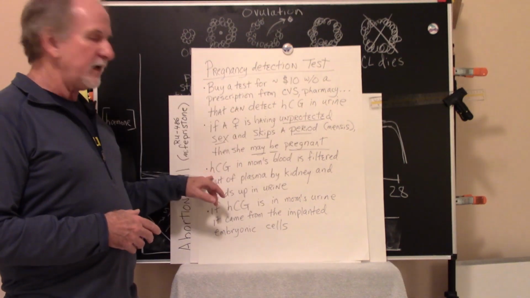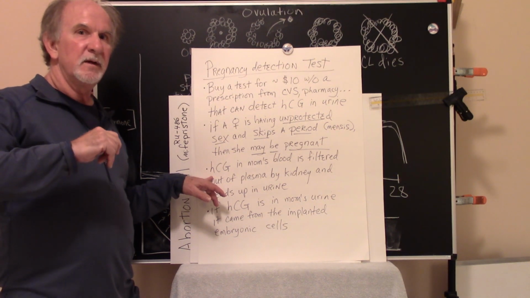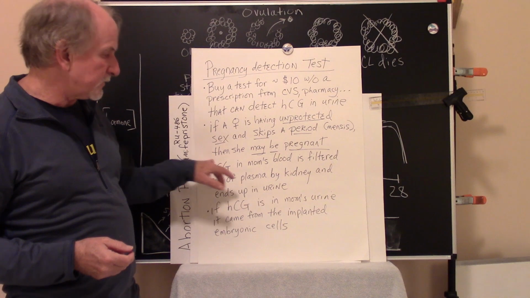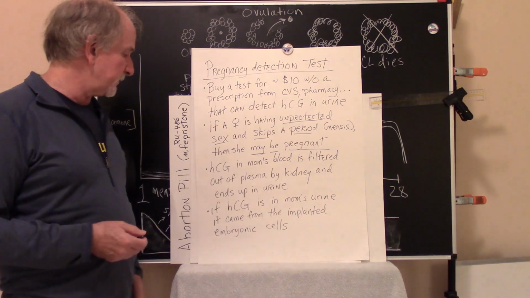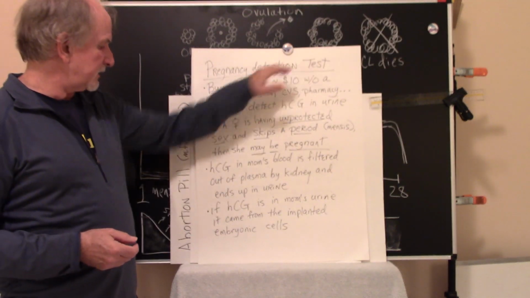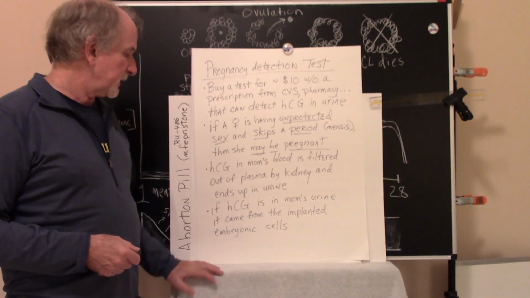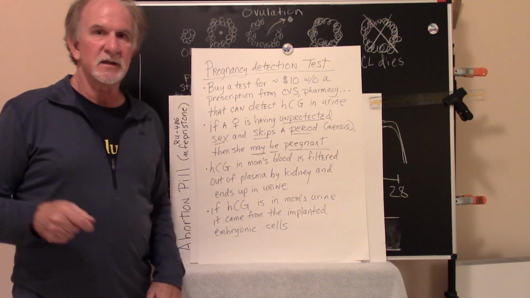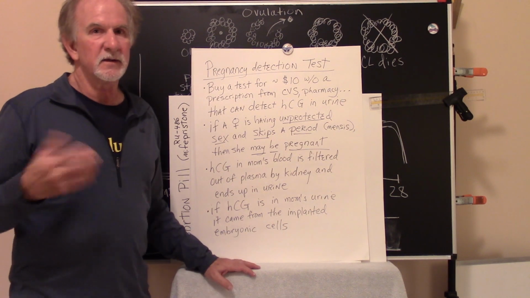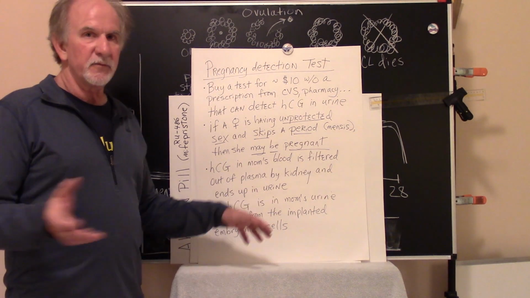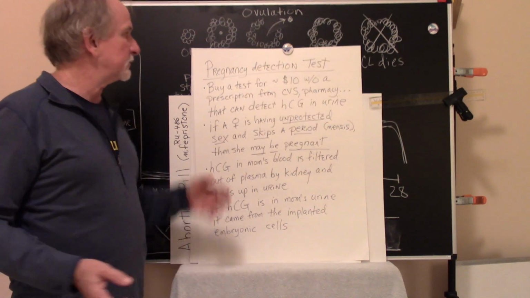So it turns out that the HCG secreted by the embryonic cells to prevent the corpus luteum from dying gets filtered from mom's blood by the kidney and ends up in the urine. So the pregnancy detection test looks for HCG in the urine, and if HCG is in the urine, in other words, a positive pregnancy detection test, then the HCG would be coming from the implanted embryonic cells, and the female would be pregnant.